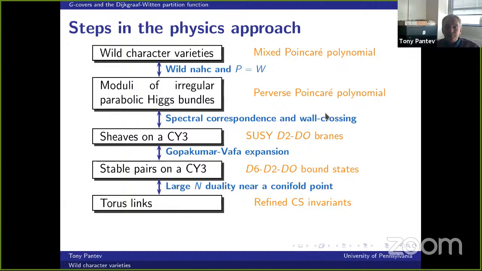And in the physics language, of course, these steps 3, 4, and 5 are computing, counting BPS invariants. So supersymmetric configurations of D2, D0 branes on the Calabi-Yau threefold, or supersymmetric configurations of D6, D2, D0 bound states on the Calabi-Yau threefolds, or refined Chern-Simons invariants.